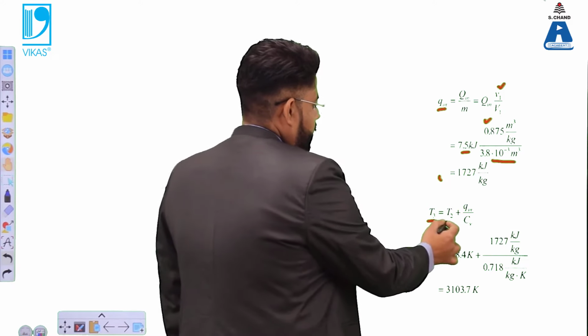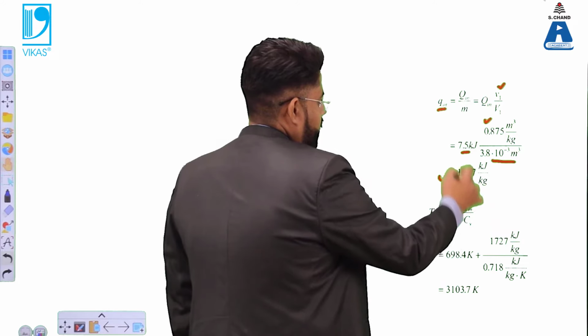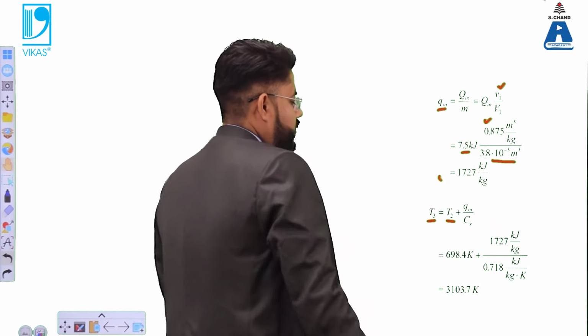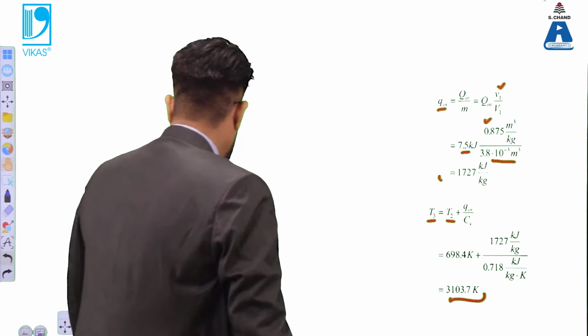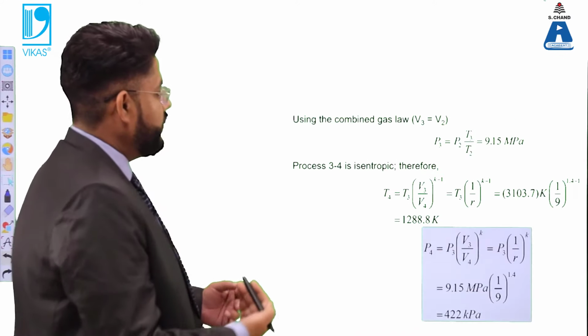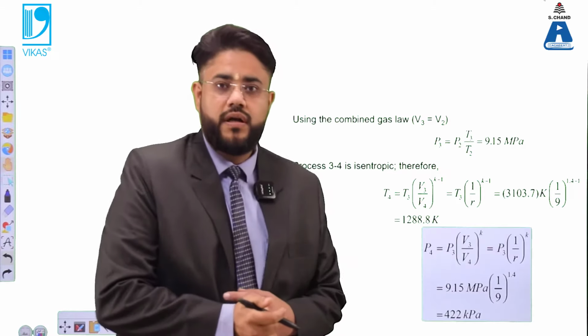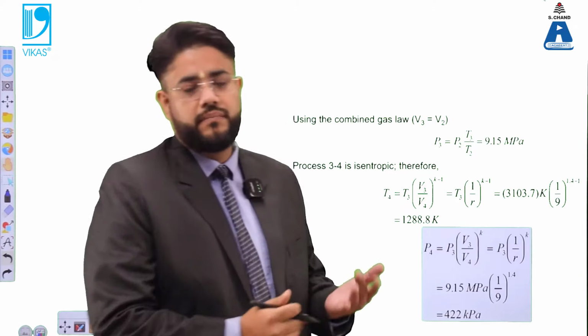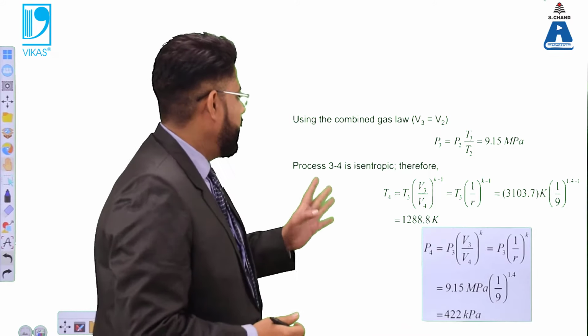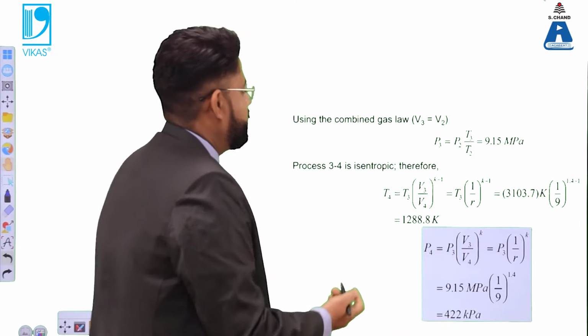Then T3 equals T2 plus this particular part, which is q input over CV, and from there we can find out this T3 part, temperature 3. So till now we got the temperatures so far. We got temperature 1 was given to us, we got temperature 2 and temperature 3. Additionally, we are calculating the pressures also.